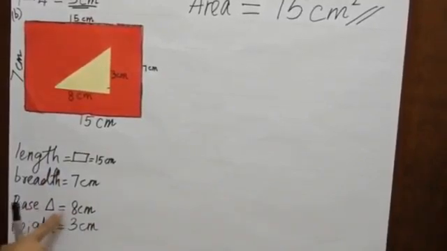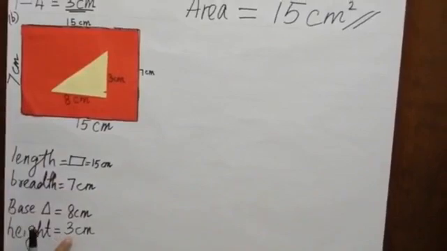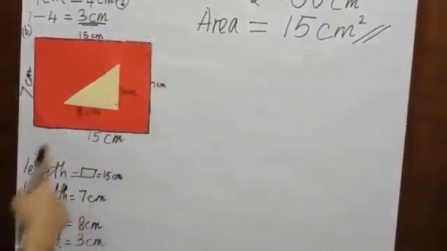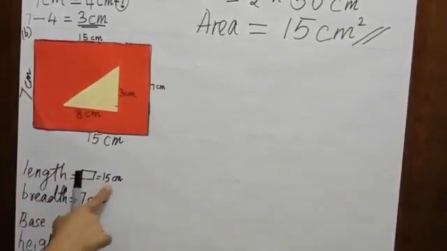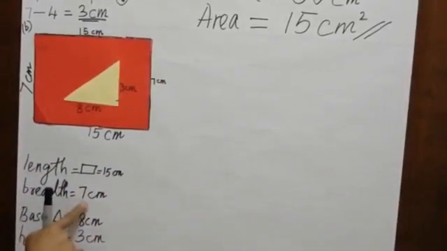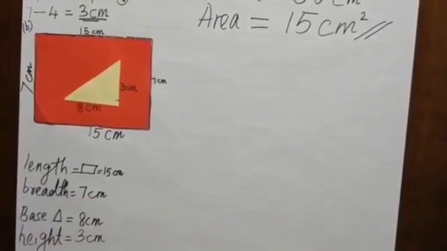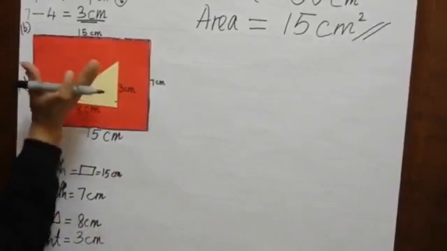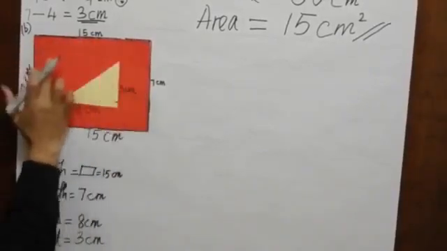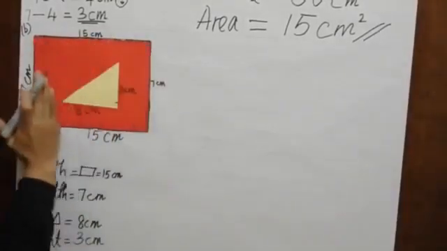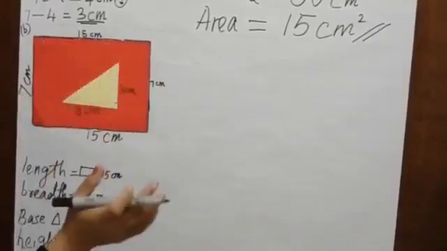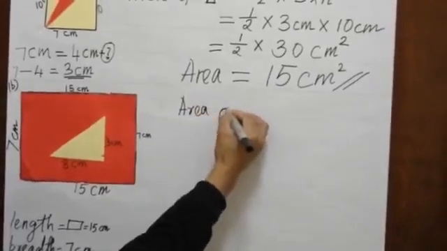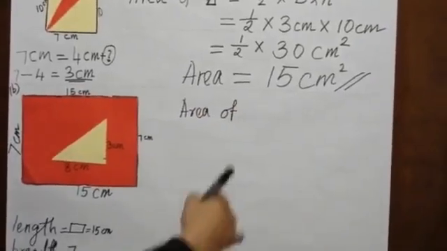So base is given there 8 centimeter, height is given there 3 centimeter for the triangle, and the outer rectangle part's measurements, length is given there 15 centimeter and breadth is given there 7 centimeter. Now the question is the shaded area in this figure. So this is the shaded figure. First we have to find out the rectangle's area. So we will write here area of a rectangle.